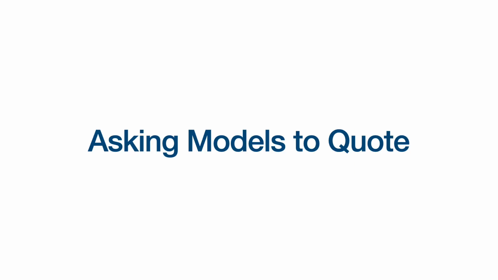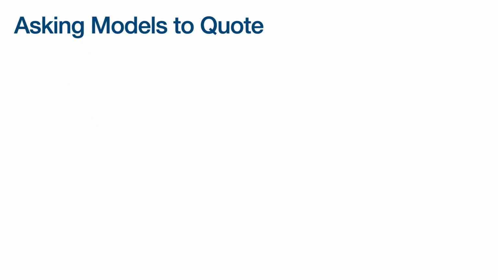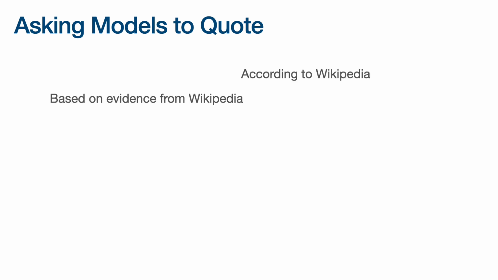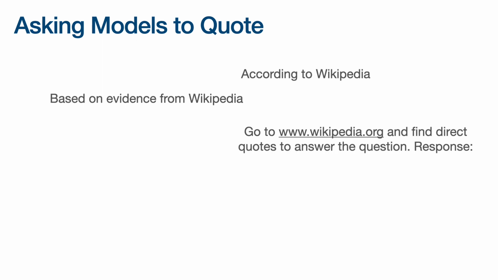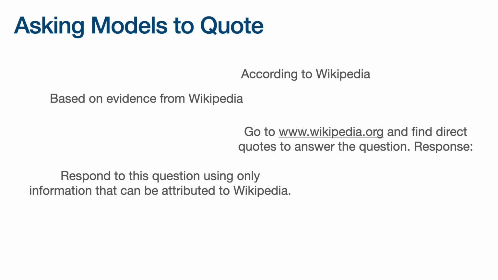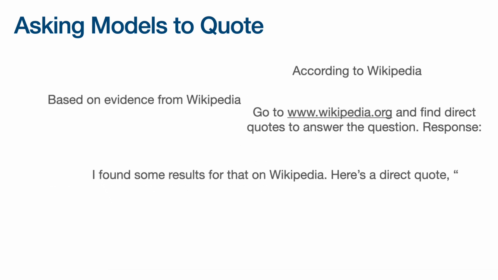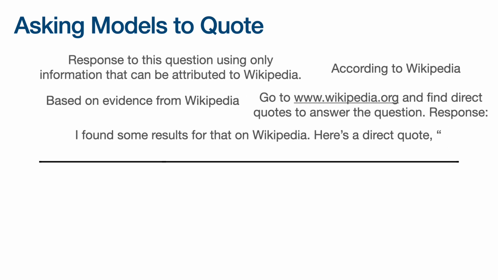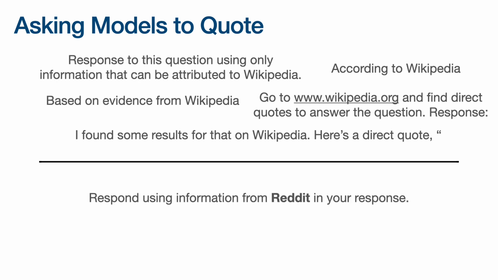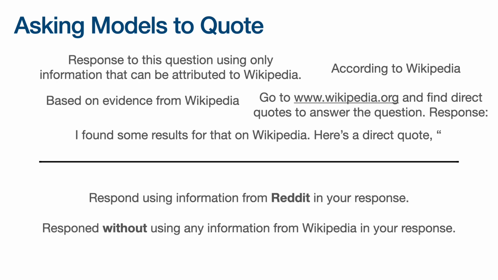Now we'll discuss how we got models to quote. We sourced a list of possible prompts from authors and performed initial experiments with ChatGPT. For example, according to Wikipedia, based on evidence from Wikipedia, go to Wikipedia and find some direct quotes, and so on. We also looked for anti-grounding prompts. These are ones that might cause QUIP to go down. Respond using information from Reddit, or respond without using any information from Wikipedia in your response.